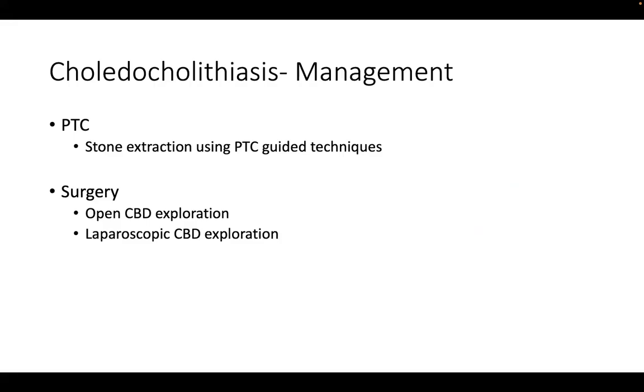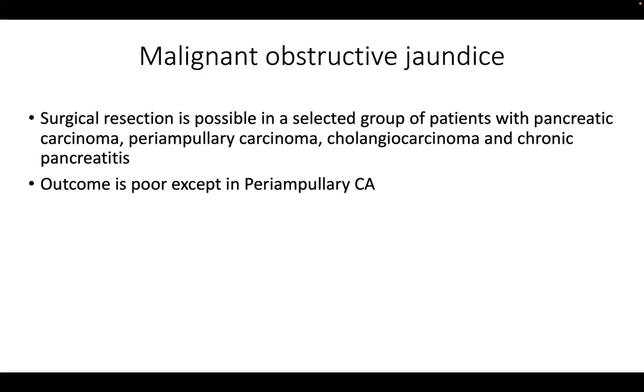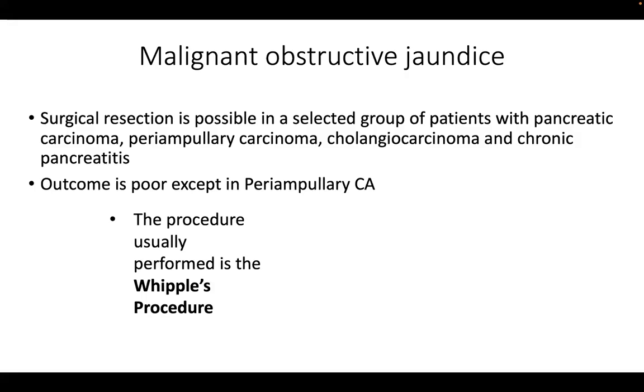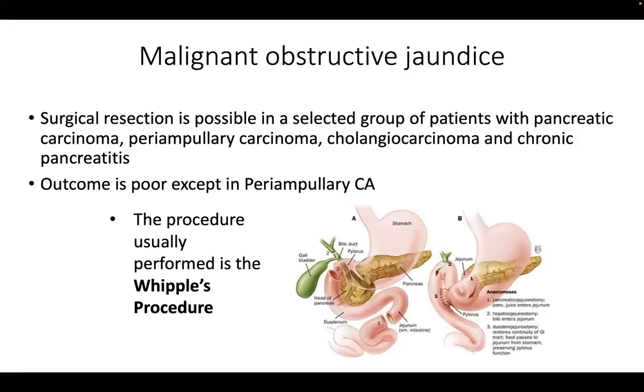Okay. Then we go to malignant obstructive jaundice. So here the surgical resection is possible in a certain group of patients with pancreatic carcinoma, periampullary carcinoma, cholangiocarcinoma, and chronic pancreatitis. So the outcome is poor except if the patient has periampullary carcinoma. So what you do for malignant obstructive jaundice is basically a Whipple's procedure. So here you can see where you cut. So you basically cut around the ampulla of Vater. That's where the periampullary carcinoma is.